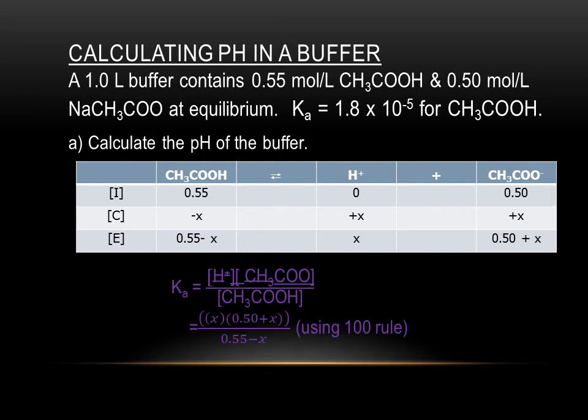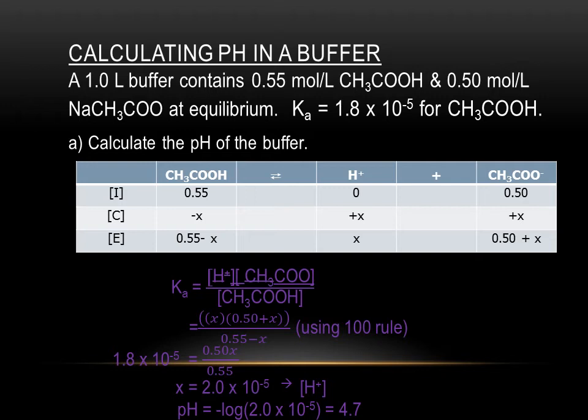Plugging that in and using the 100 rule, solving for x, we find out that x is 2 times 10 to the negative fifth, and that is the hydrogen concentration, so we'll use that to work out the pH in the negative log. So we've got a pH of about 4.7.